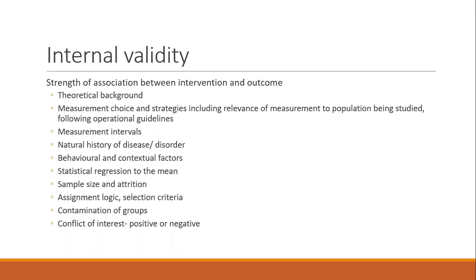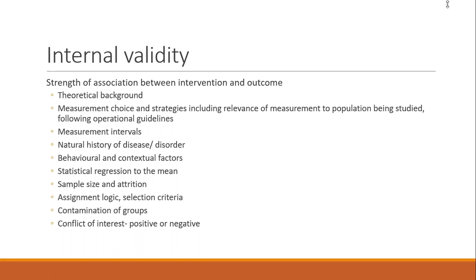What is the measurement choice and what were the strategies, including relevance of measurement and following of operational guidelines? So what was the measurement of choice? If the measurement of choice was not available, they took the next best. How well does this correlate with the gold standard? And using this, you will interpret whether the results are gold standard results or less than that. Then, what strategies have they used for maintaining measurement properties?